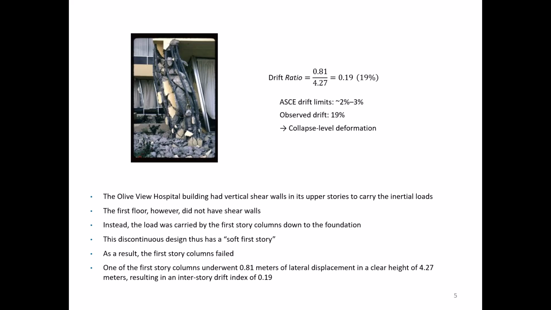There is a parameter we're going to call the drift ratio. One of the first story columns actually underwent 0.81 meters of lateral displacement over a clear height, which gives the ratio, and then we convert that into percent. That story drift is 19%, and that's shown there at the top of the slide. Now, the American Society of Civil Engineers has drift limits of about 2 to 3%, but 19% was almost 10 times higher than that 2%.